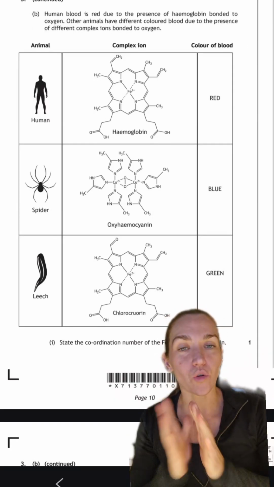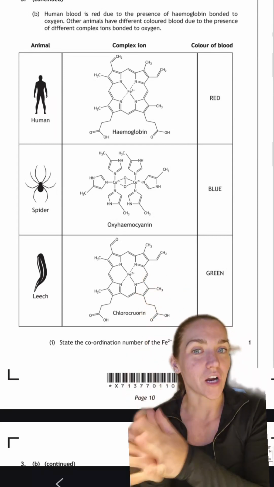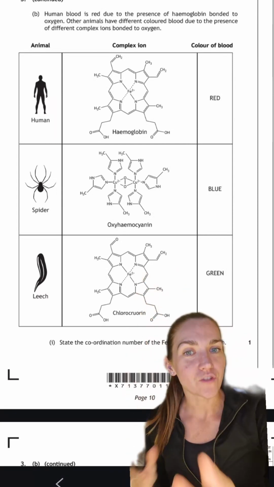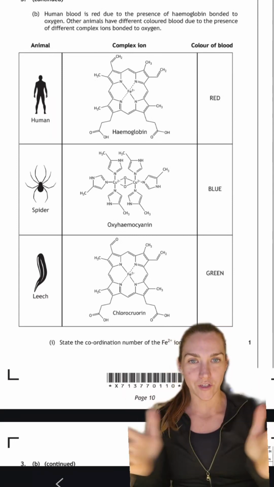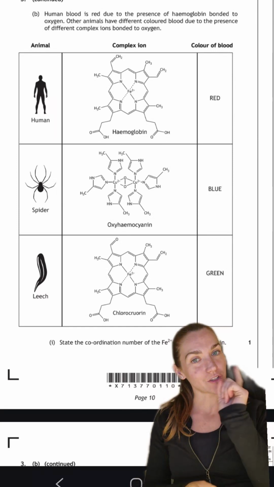So hopefully you've noticed by looking at this that all of these structures are transition metal complexes. So this should let you know that what you're meant to talk about here is the colour of transition metal complexes in the context of the colour of these bloods. So let's get into some chemistry.